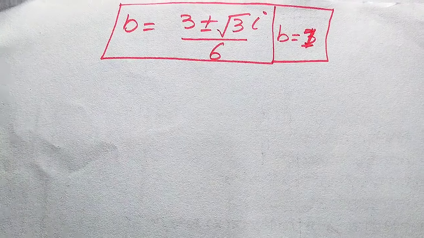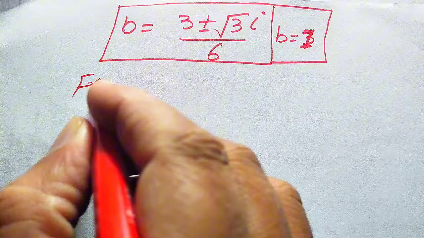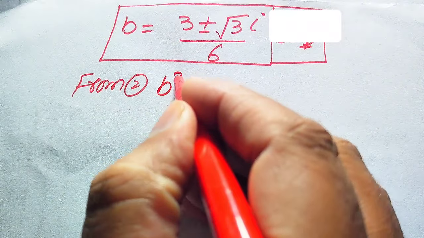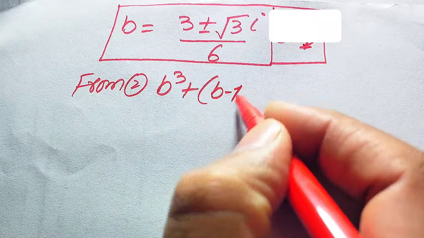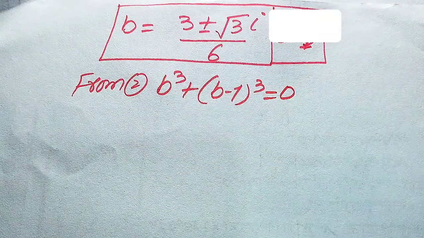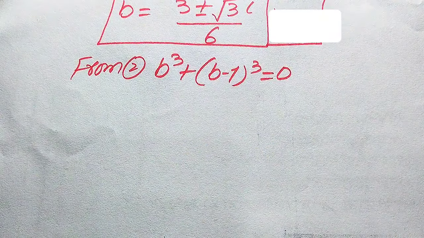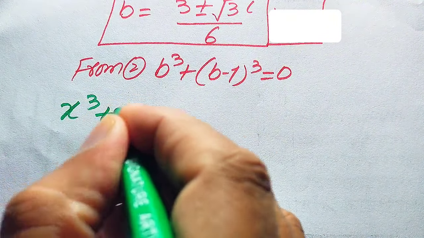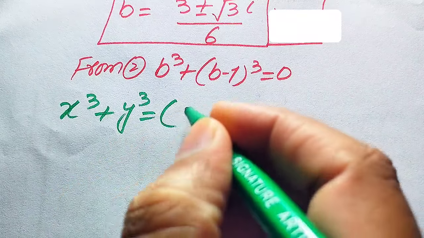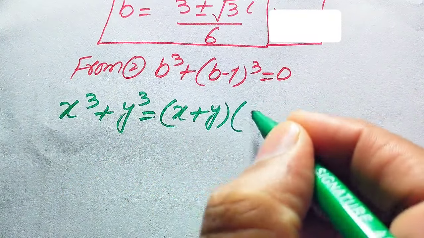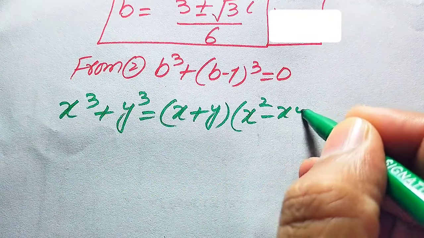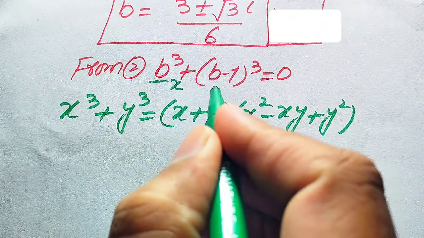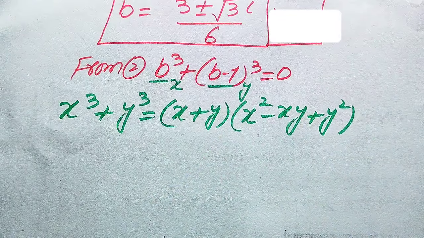So here our equation number 2 implies that from 2 we copy down this: b cubed plus (b minus 1) cubed equals 0. So this is the second equation, and here we use another cubic formula. You know about that: if we have x cubed plus y cubed, it equals (x plus y) times (x squared minus xy plus y squared), and you see here the base of this term is our x and the base of this term is our y.